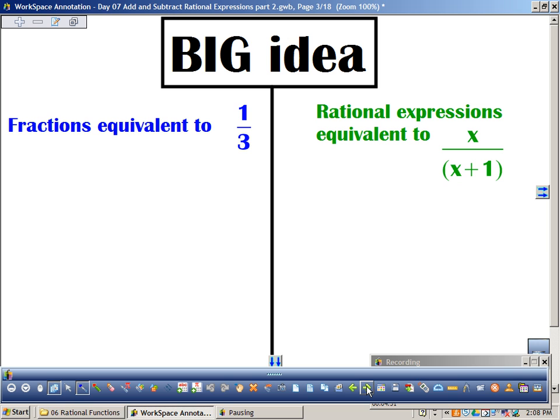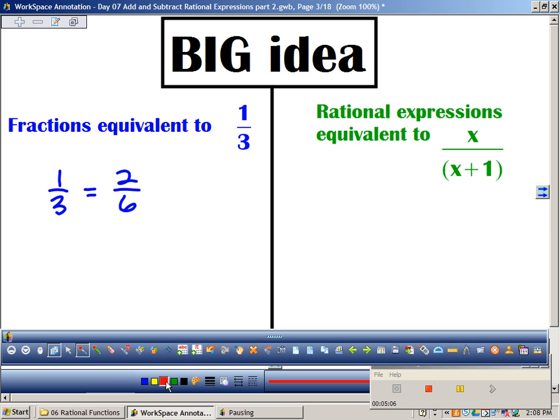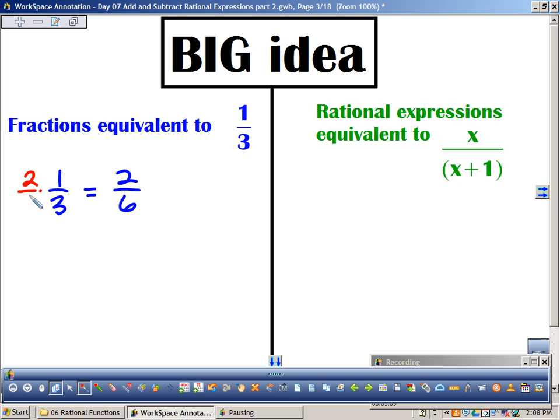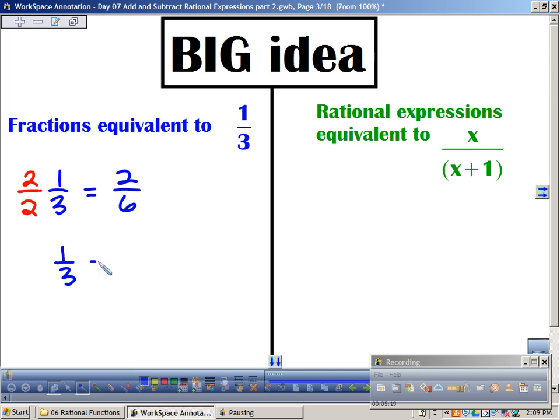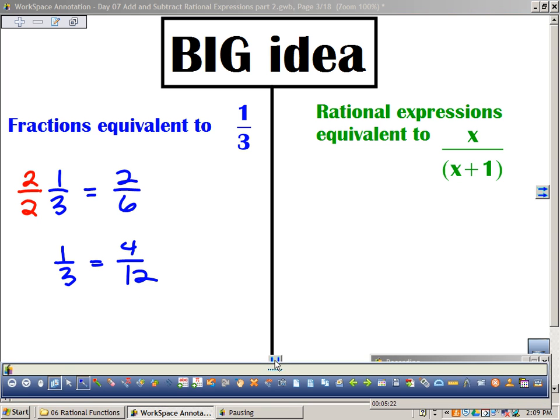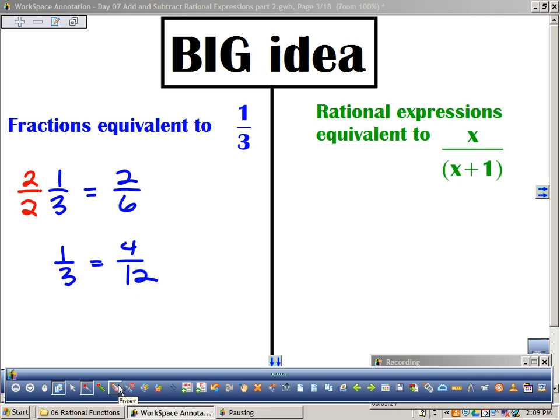All right, fractions equivalent to 1/3. So can somebody give me a fraction that's equivalent to 1/3? Let's hear it. 2 over 6. What'd you do? Multiplied, but not just by 2. You actually multiplied by 1. Right? Stina. 1/3 is equal to 4/12. How'd you get 4/12, Stina? No, you multiplied by 1. 4 over 4, right?